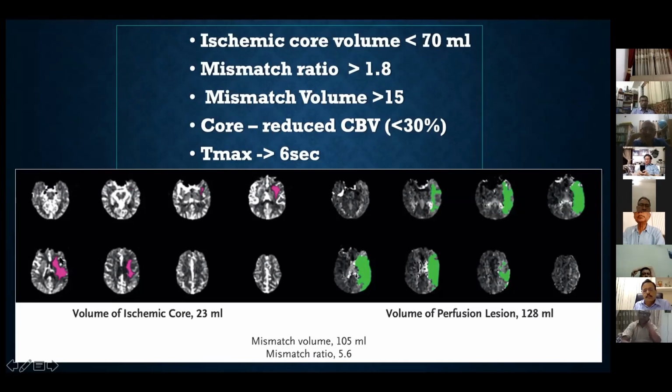Like in this patient, all the pink area is the core, and it will generate a volume of 23 ml, while all the green area by T max is the hypoperfusion area. So the volume of the hypoperfused area is 128 ml. So straight away they get a mismatch ratio of 5.6 and mismatch volume of 105, and the machine will automatically show this within a few minutes, and you know this patient is a good candidate for mechanical thrombectomy.